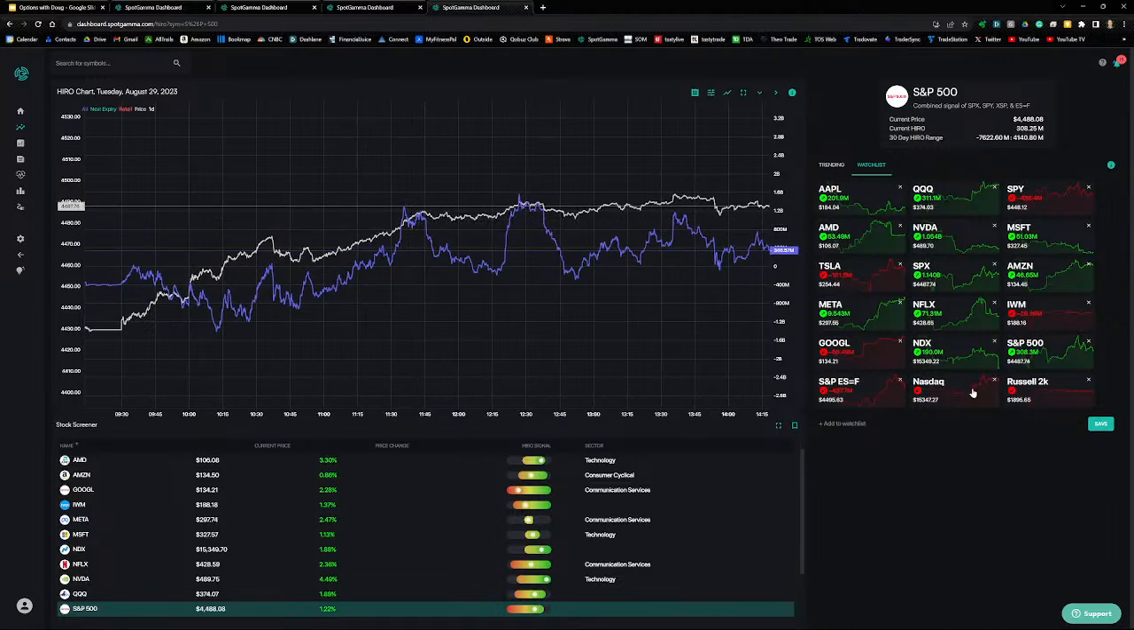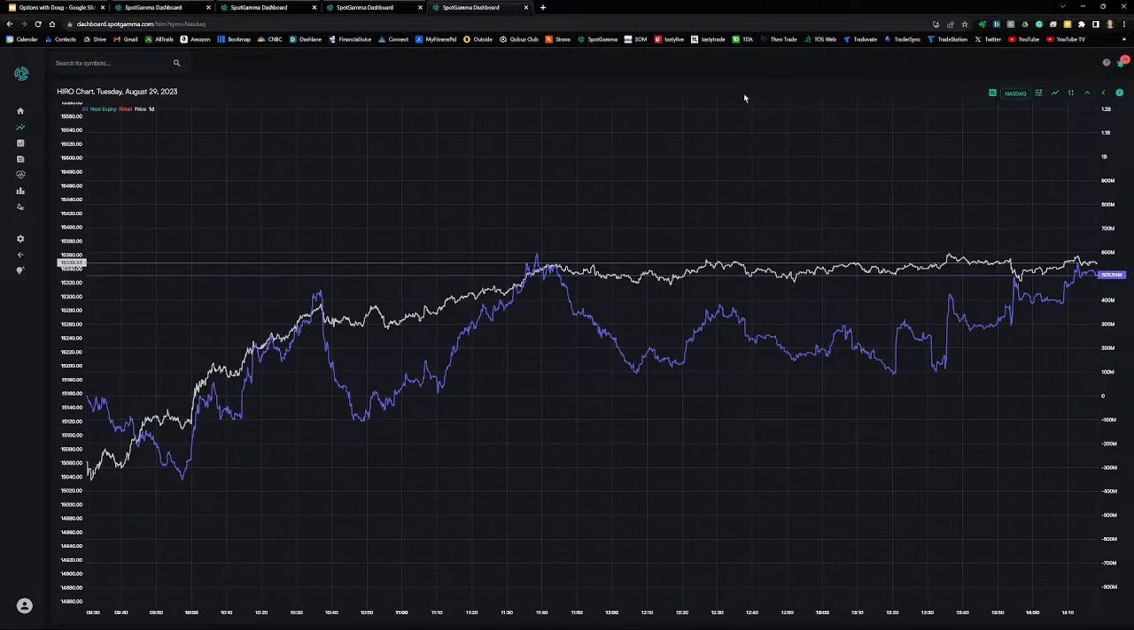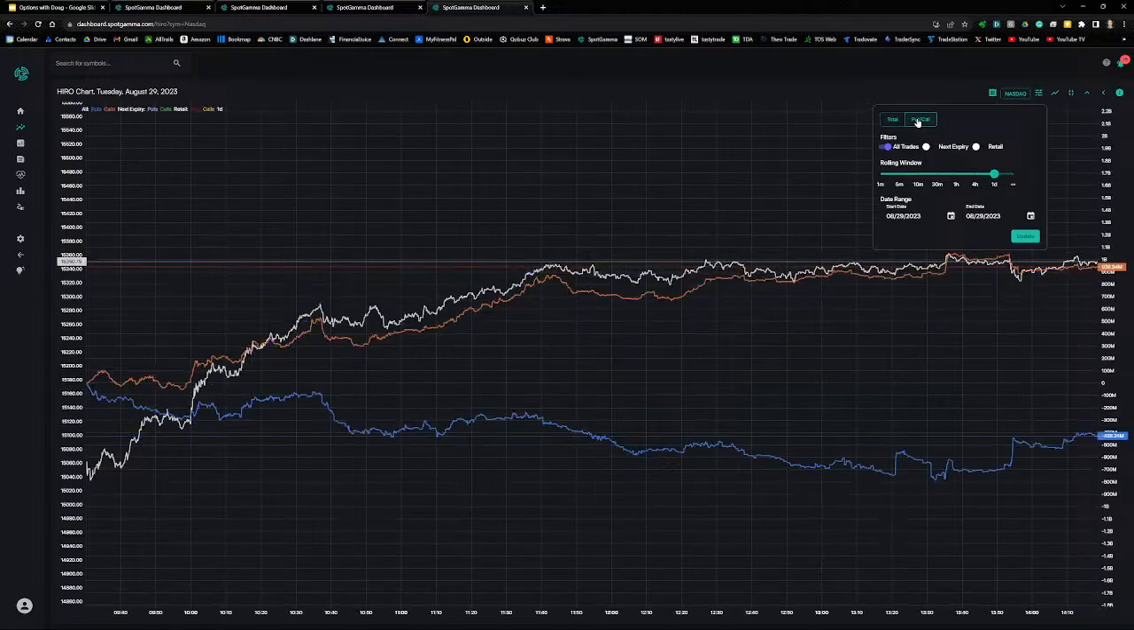All right, let's take a look at NASDAQ. So NASDAQ, this is a combined signal for NDX and QQQ. Let's see what options traders are doing. I'm going to separate out puts and calls. So pretty similar to the S&P 500.